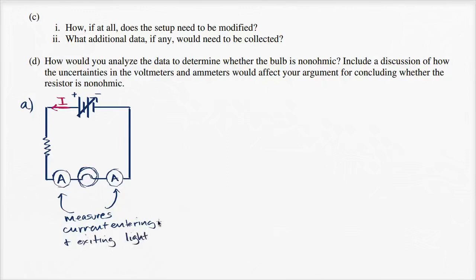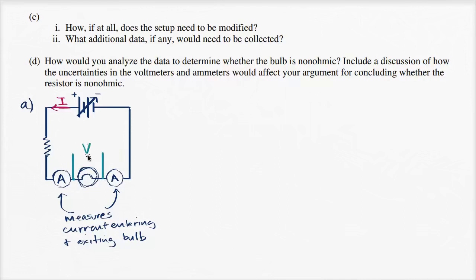Exiting the bulb. And we also care about the voltage drop. So we could put a voltmeter, and the voltmeter can be put in parallel with the light bulb. So let me draw the voltmeter here, and I'm trying to draw it neatly.